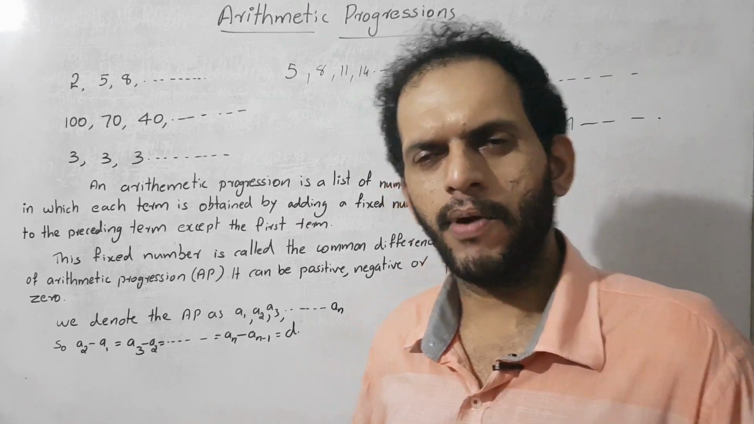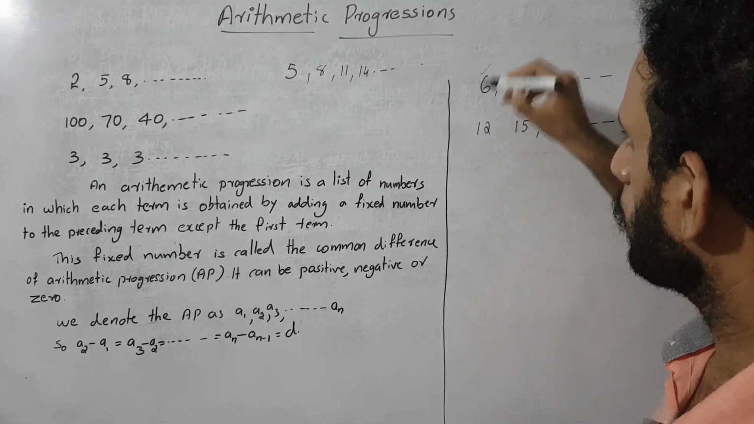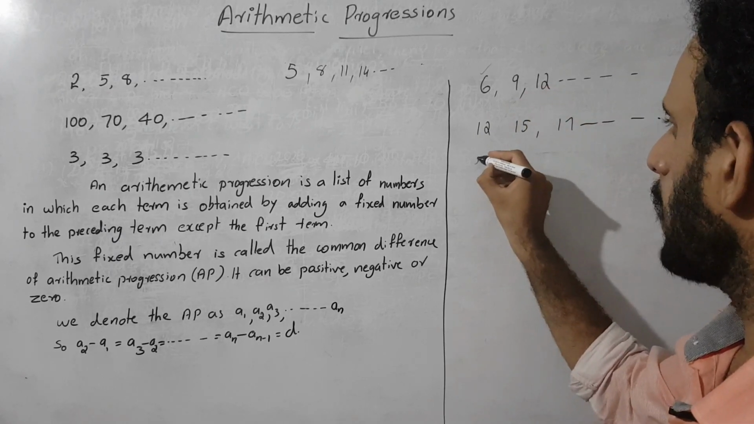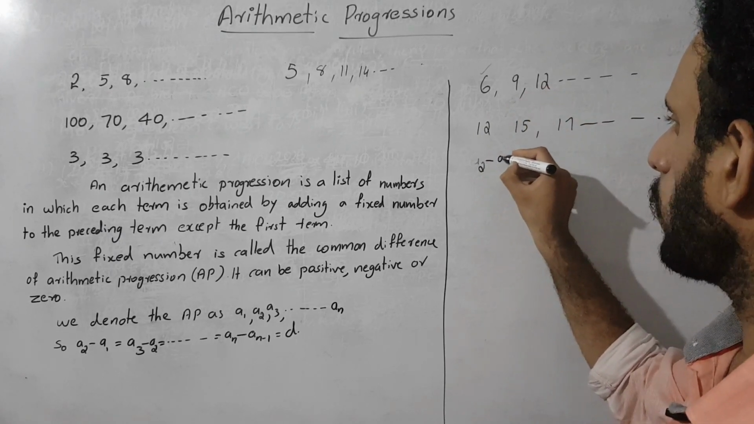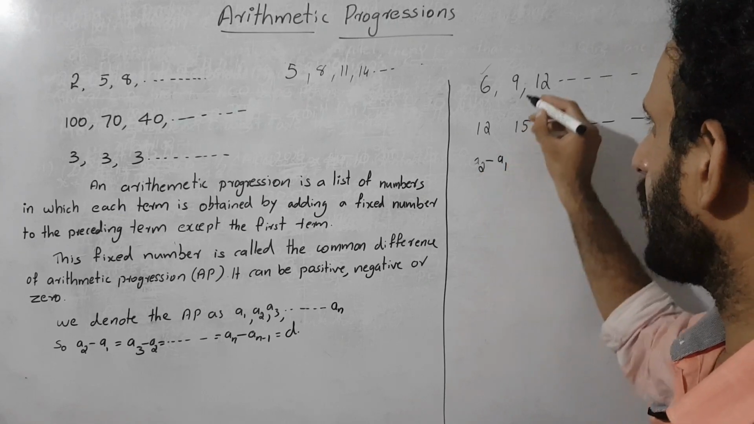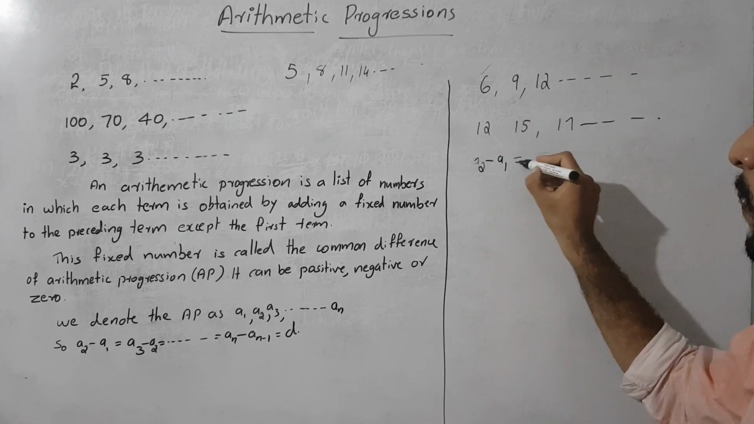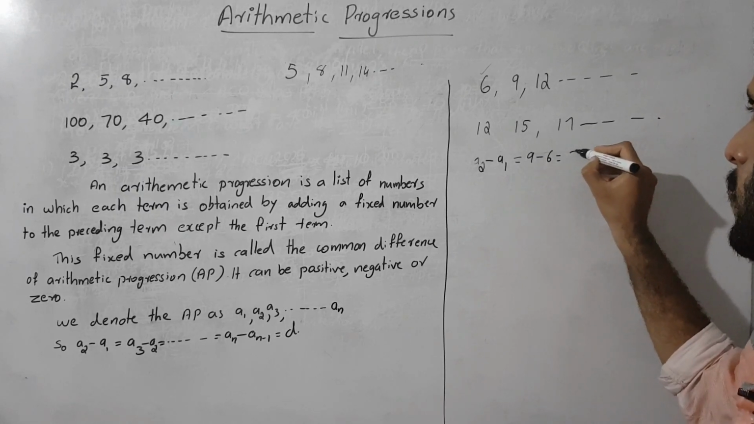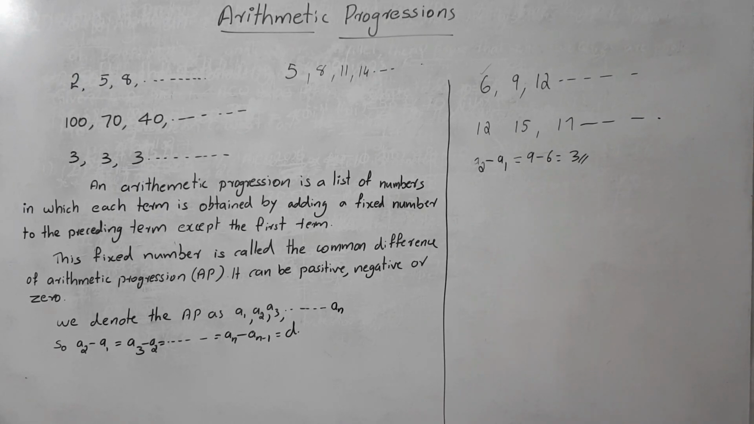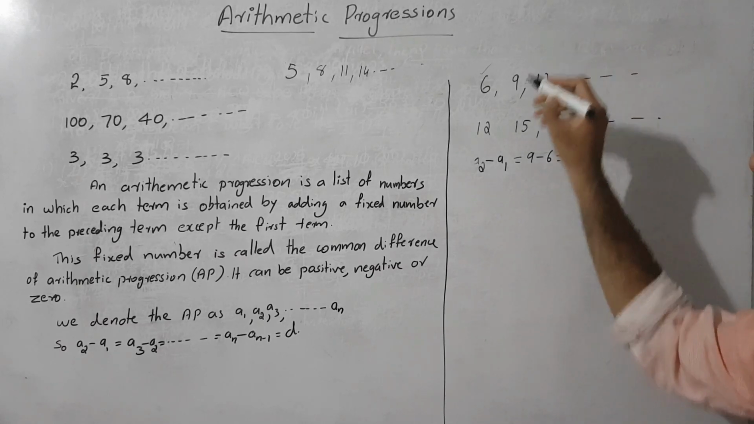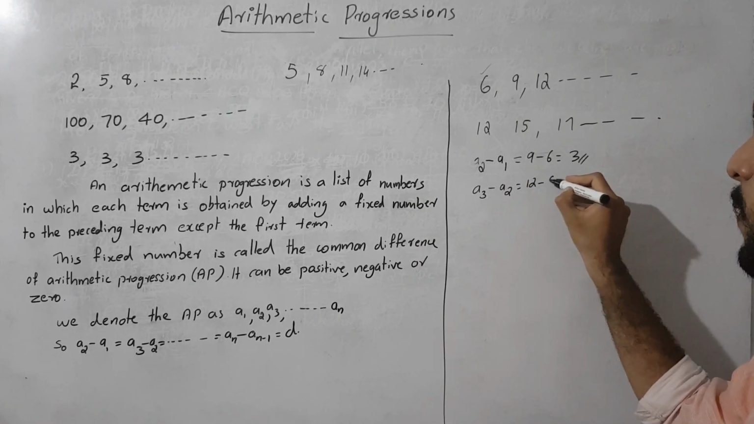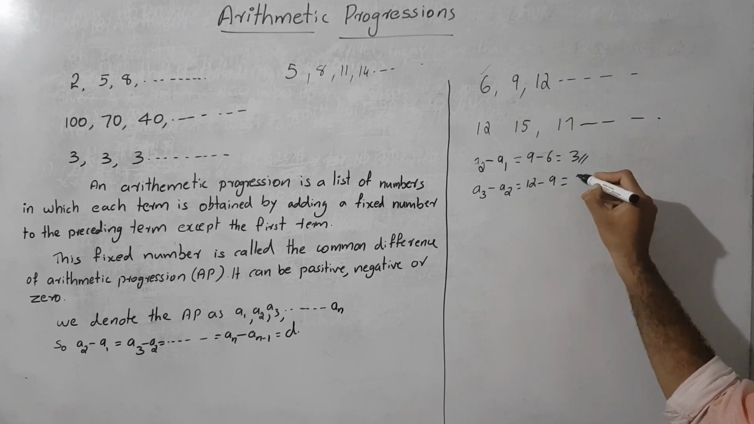Then how do we identify? We take the first sequence, then we subtract the second term from the first: A2 minus A1. A2 means the second term of the first sequence. That is 9 minus 6. The result is 3. The difference A2 minus A1 is equal to 3. We do not stop here. We also subtract A3 minus A2: 12 minus 9 is equal to 3.